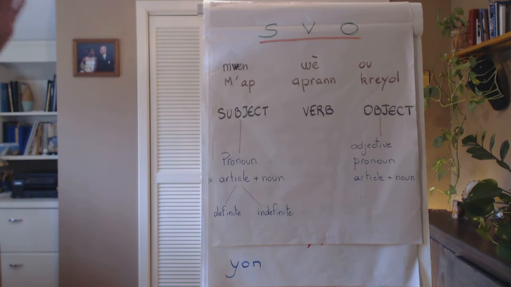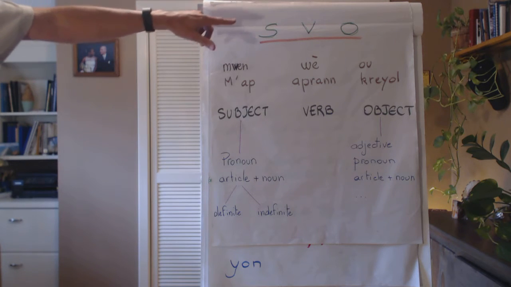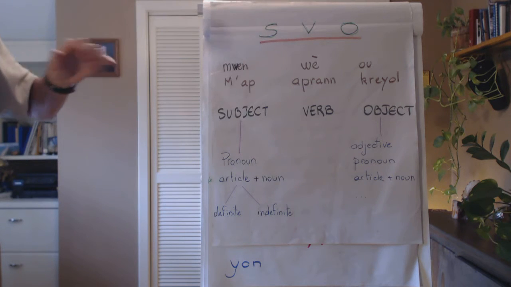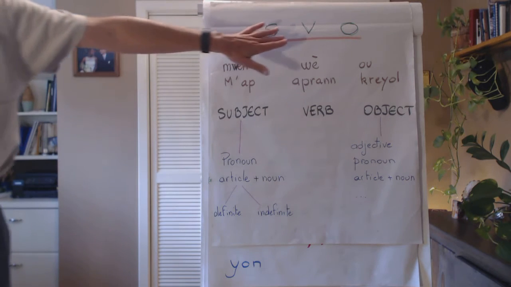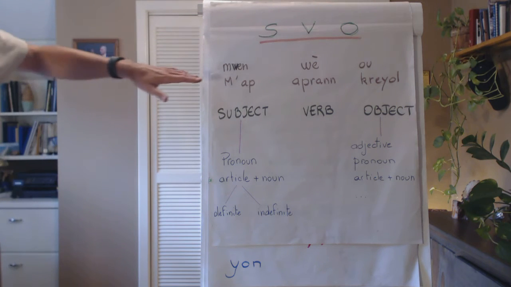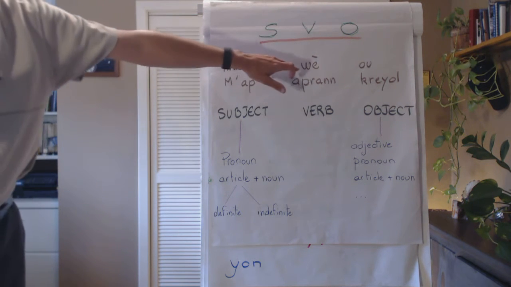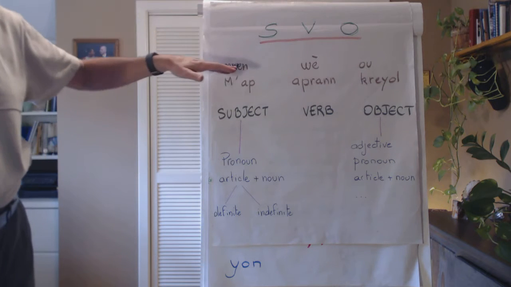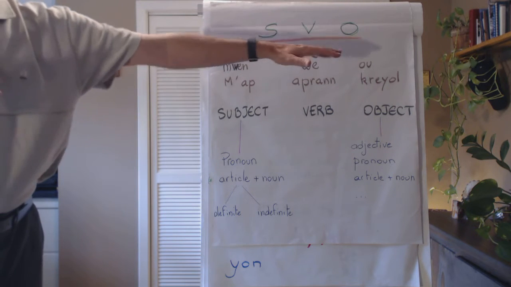But let's take a high level view, very simple. When we look at the sentence in Creole, it's almost the same as in English or French or Spanish. It is an SVO language: subject, verb, object. For instance, we say I see you. Moi, we, ou. Moi, we.